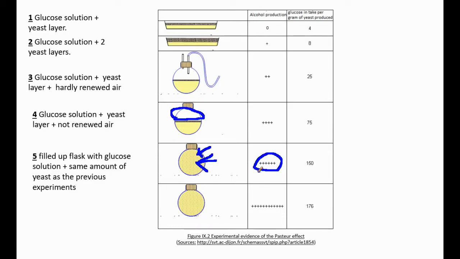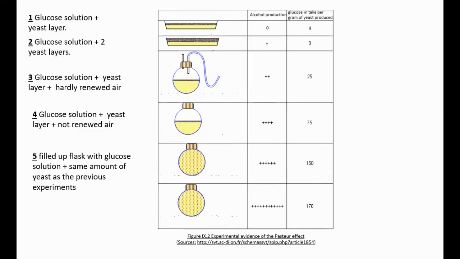So again, we have this idea that when there is less and less air, that means less and less dioxygen, and therefore the yeast are producing even more alcohol. They're doing even more fermentation of glucose.